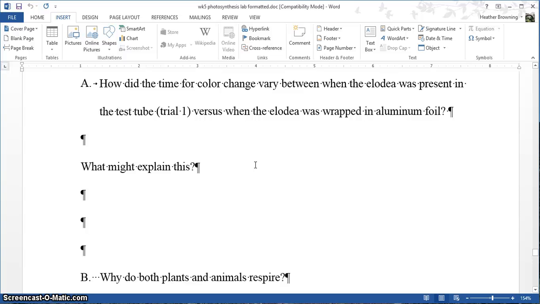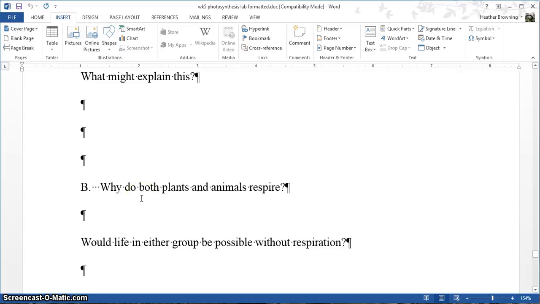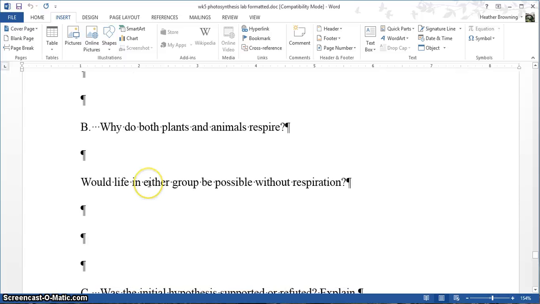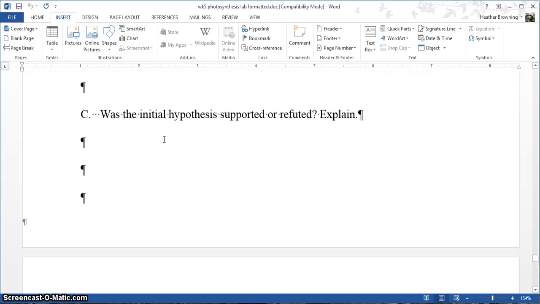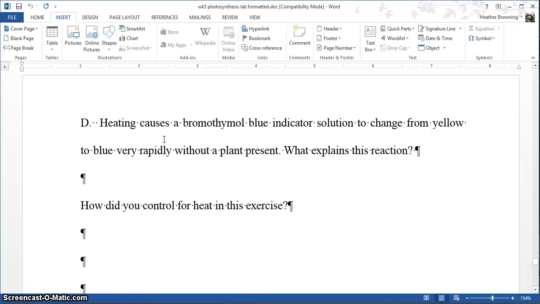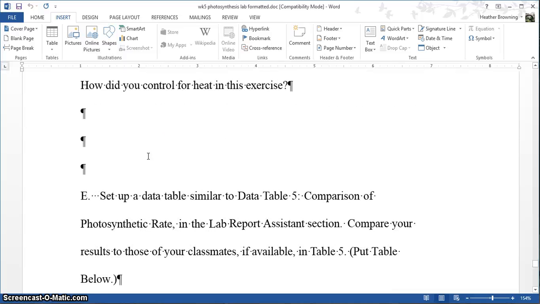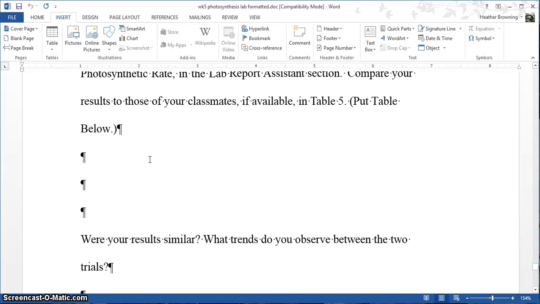Then we have a discussion. I think this one's not too bad. How did the time change? What might explain this? Why do both plants and animals respire, meaning breathe out, right? Would life be possible without respiration? What's the initial hypothesis? It's to the point where you should just always expect that question. What does it indicate? How did you control for heat? Another table.